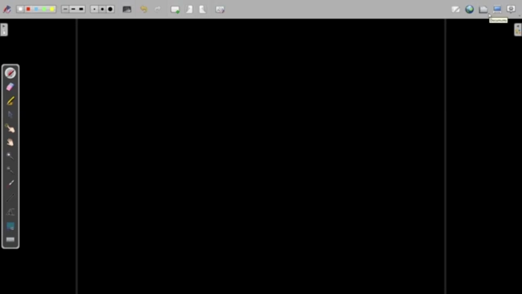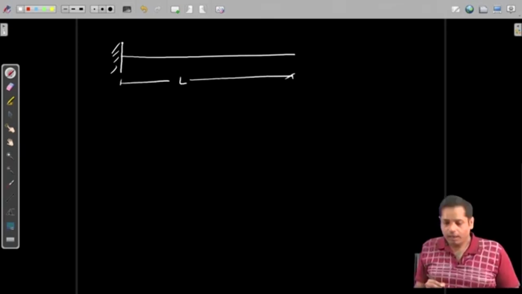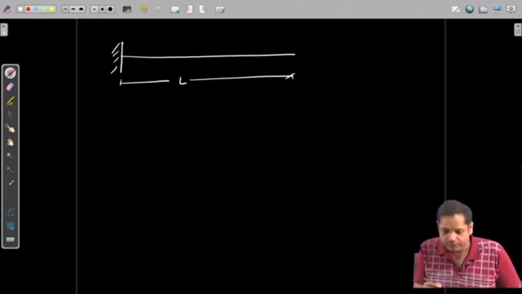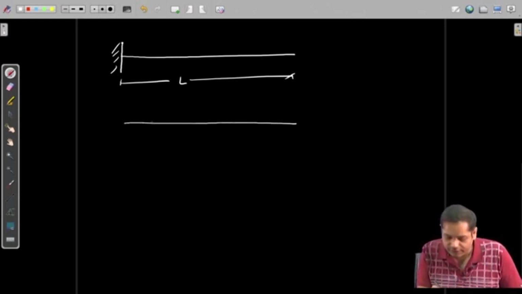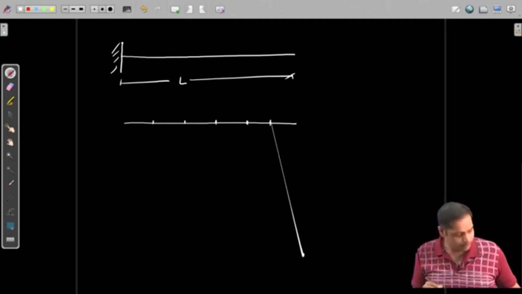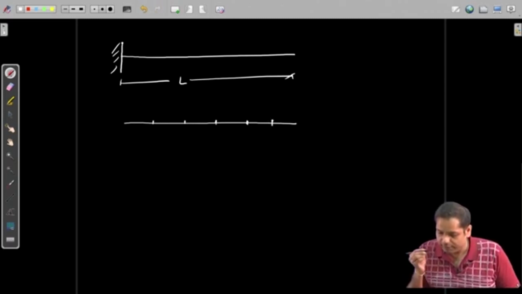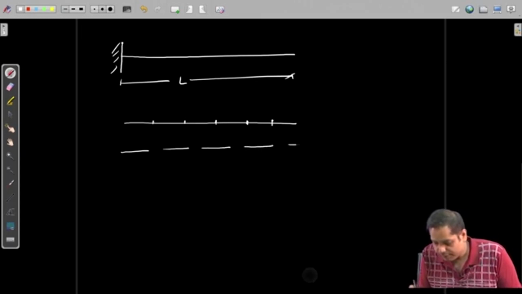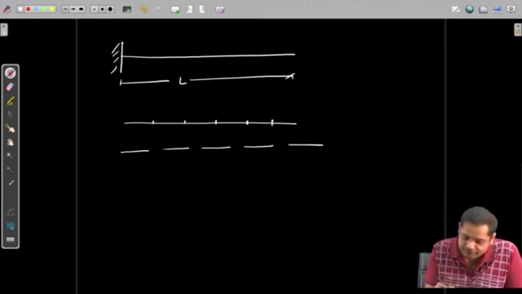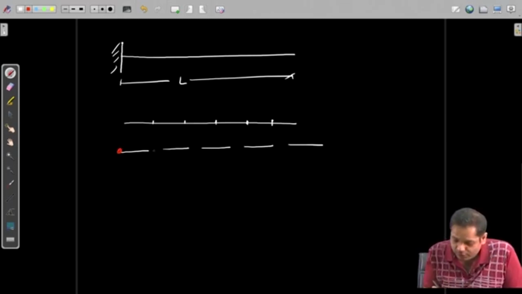Let us take an example. Suppose we have a beam, a one-dimensional domain. This is a cantilever beam, and the length of the beam is L. Now, the same approach we need to do. The entire beam needs to be divided into smaller segments. These are elements, and these elements are connected. These are the nodes of these elements.